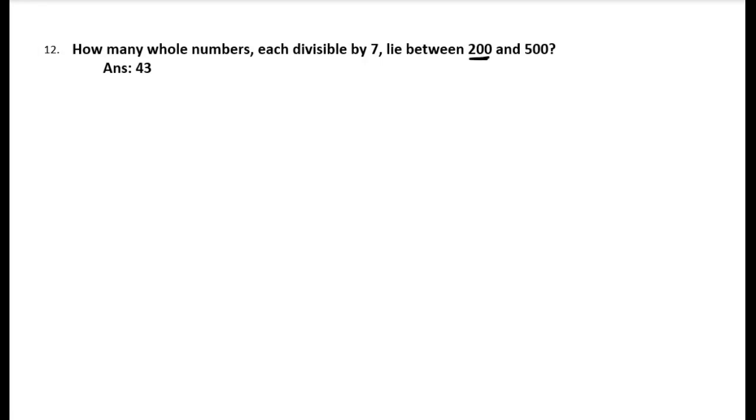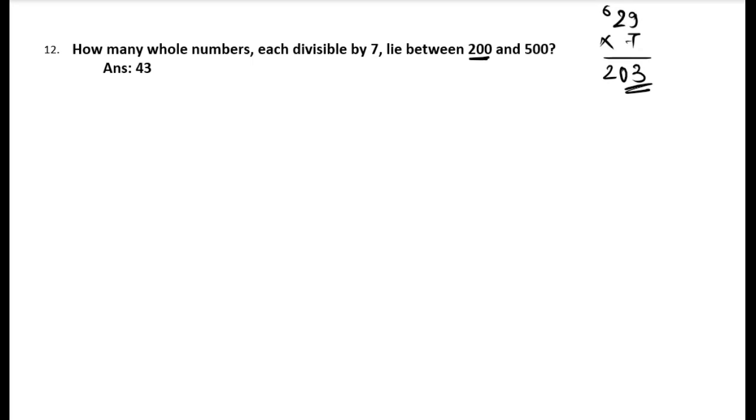right? And 203 you will get when you multiply 29 sevens. If you want, you can check. 29 sevens: 9 sevens are 63, 6, 7 twos are 14 plus 6, 20. 203. It is the smallest number between 200 and 500, the number just greater than 200 or closest to 200, which is divisible by 7, right?